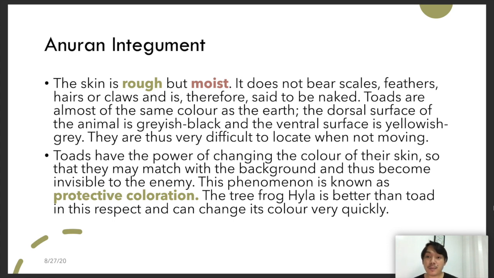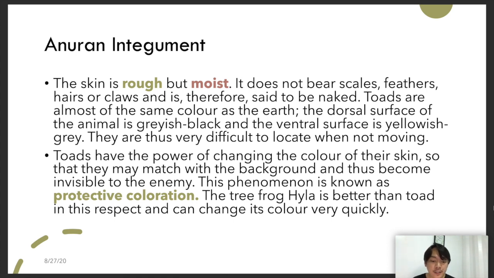Toads are almost of the same color as the earth. So they are generally brownish, grayish, black, or green. They are camouflaging the environment. The dorsal surface of the animal is grayish black. The ventral surface, the belly, is yellowish gray, and thus they are very difficult to locate when not moving. They generally camouflage with the dry leaves in the forest and water at the same time.